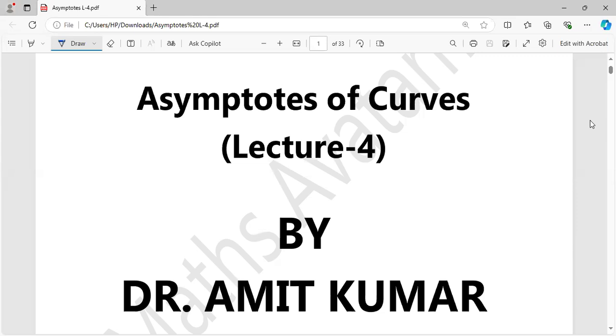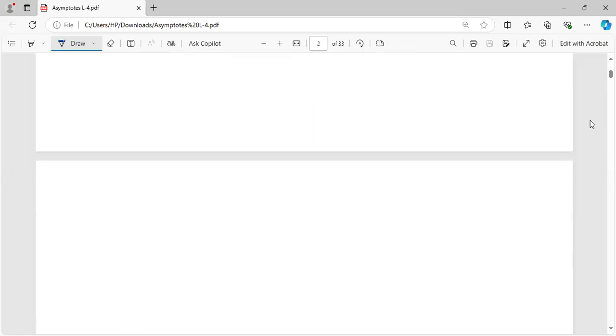Today we are going to study how to find asymptotes of a curve which is given in polar form. So first of all, we should know what is polar form.